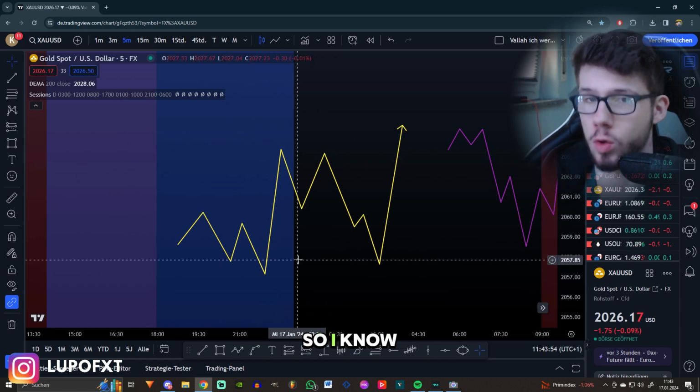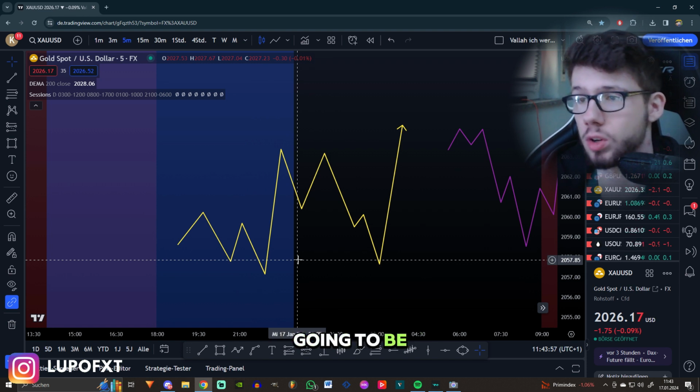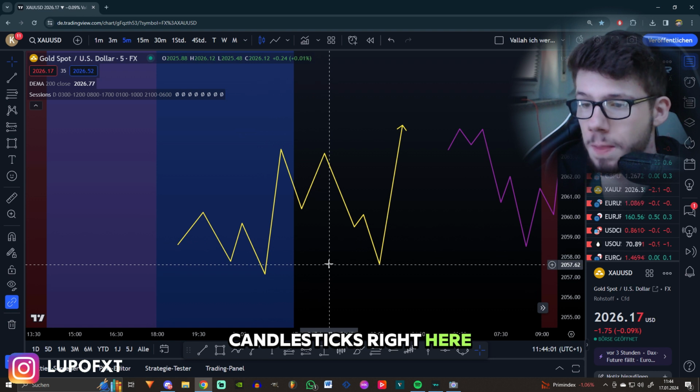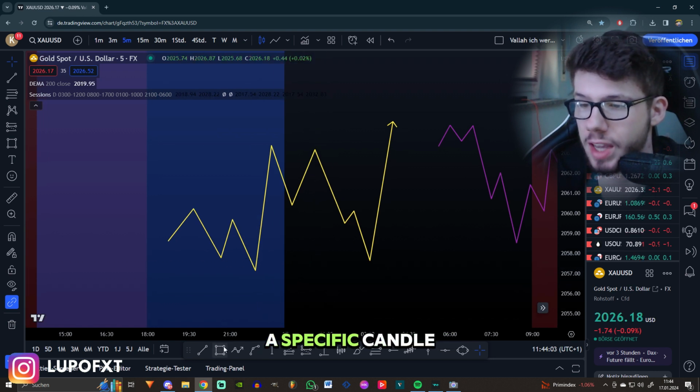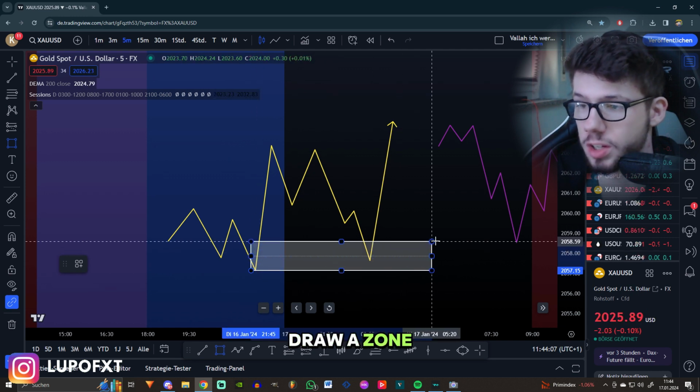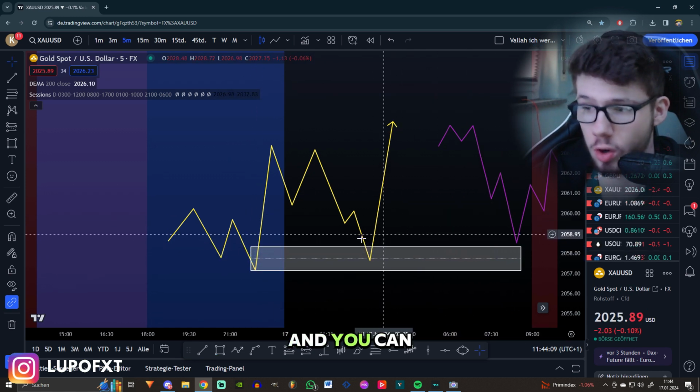So I know this is a line chart right now, but we are going to be looking at candlesticks in just a second. We will be switching over to candlesticks right here, and we will be marking up a specific candle, and I'm going to be showing you guys how. We will just draw a zone here and put it to the right, and you can already see what happened.